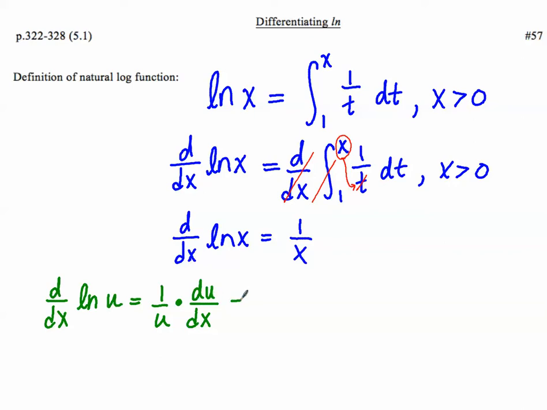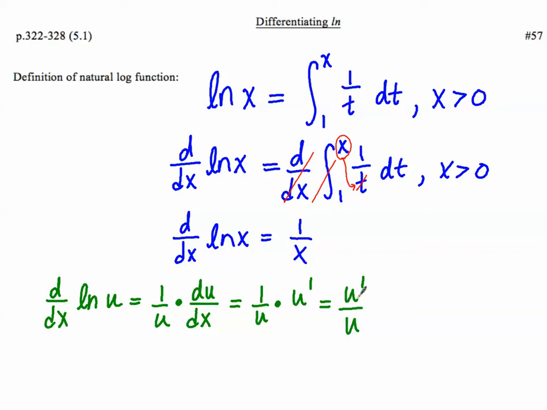Well, another way that we can think to write this, 1 over u is the derivative of natural log of u. Du dx can also be written in shortcut form as u prime. What I'm trying to get at is that a lot of times you're going to see it simplified, the derivative of natural log of u, to just u prime over u, instead of writing it as 1 over u times u prime, just u prime over u.